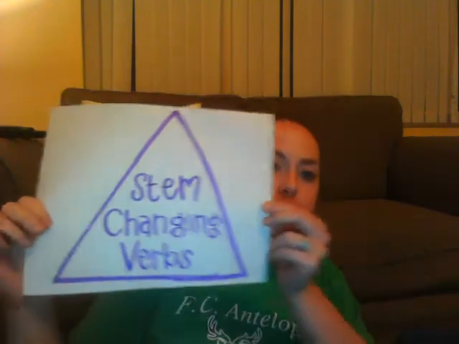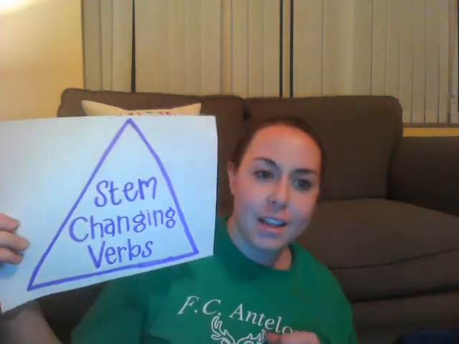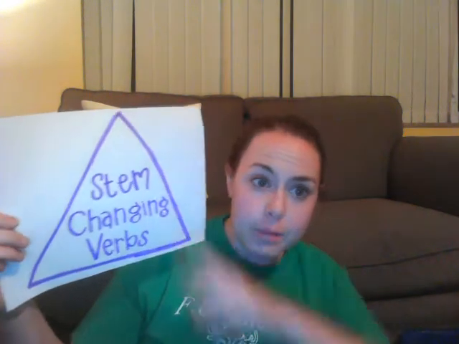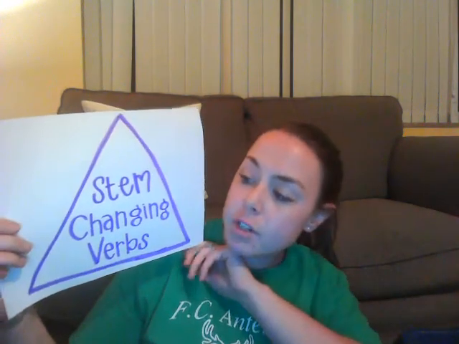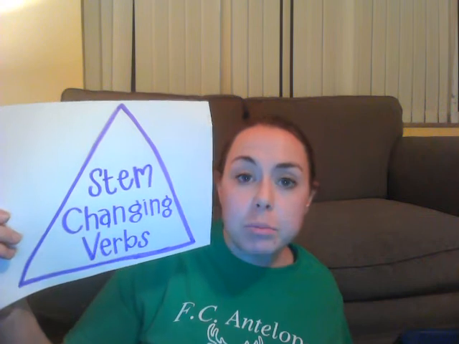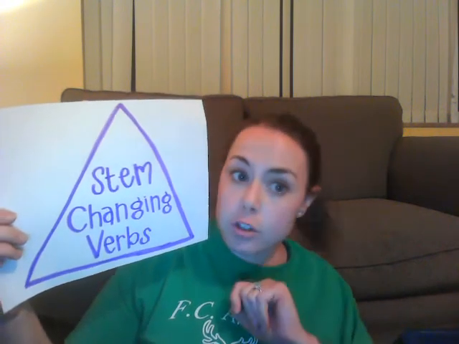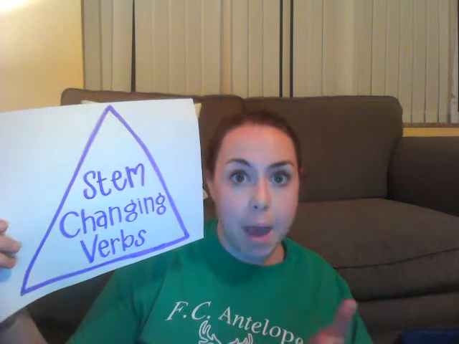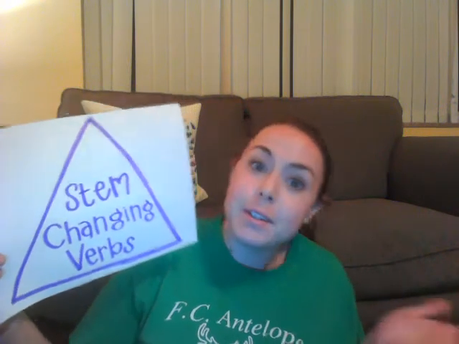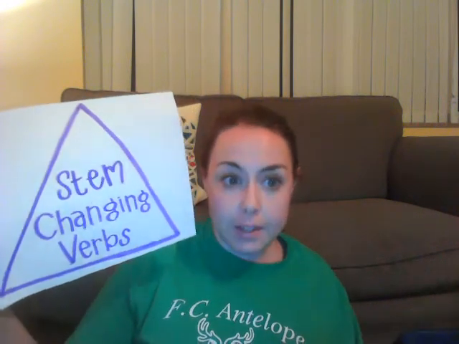Hola estudiantes, in this video we're going to talk about stem changing verbs. One thing I wanted to point out right away is that I used a triangle when I was making this sign for stem changing verbs, because I often abbreviate a stem changing verb with a triangle, since a triangle in math is the symbol for change. So since it's a stem changing verb, that's how I normally abbreviate that.